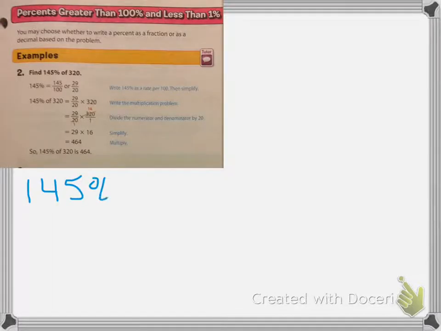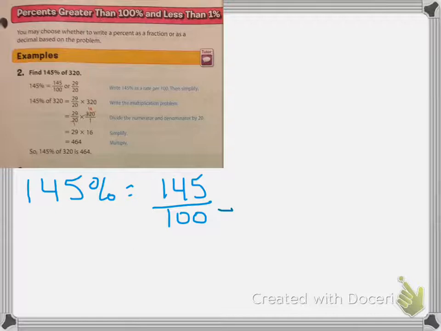All right, so now you're looking at the next page, and you're looking at percents greater than 100 and less than 1%. So these percents are a little weird and they don't look normal to you, so you want to make sure that you know the process because you're not used to seeing percents greater than 100 very often or less than 1. So the first example says 145% of 320.